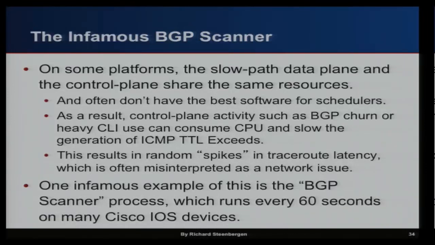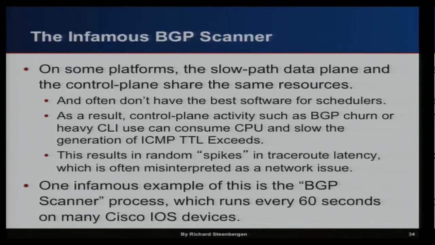Basically, the symptom here is that on some platforms, the slow path data plane, the part doing the exception generation for "I just dropped a packet, now I need to send an ICMP," is shared with the control plane. So you tend to see things like someone churns BGP, and all of a sudden you get a traceroute spike. It can even be something as simple as someone from your NOC logging into a box and typing a big, expensive command, the box is calculating it, and traceroute latency spikes.